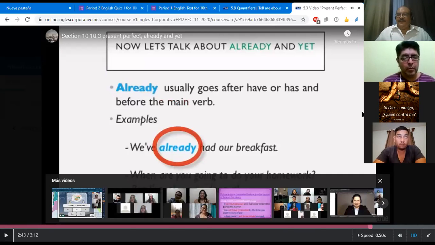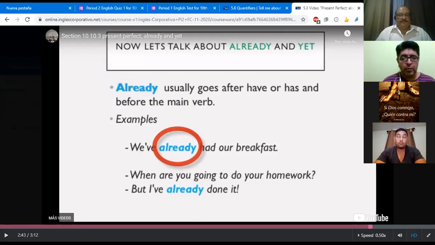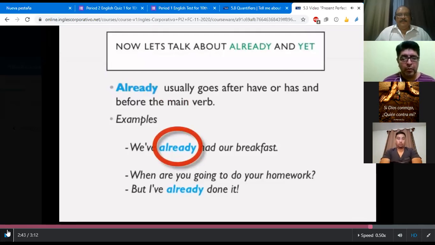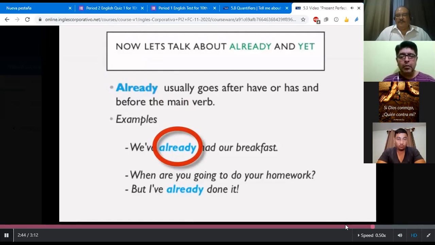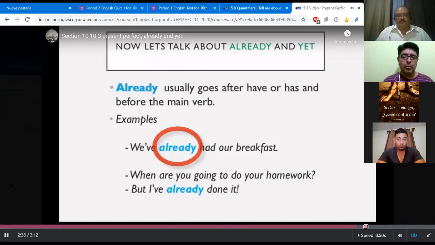So there you have already and yet. The example usually goes after have or has and before the main verb. Okay, and then when you are going to... So we have already had our breakfast. When are somewhere have or has and before the main eaten.